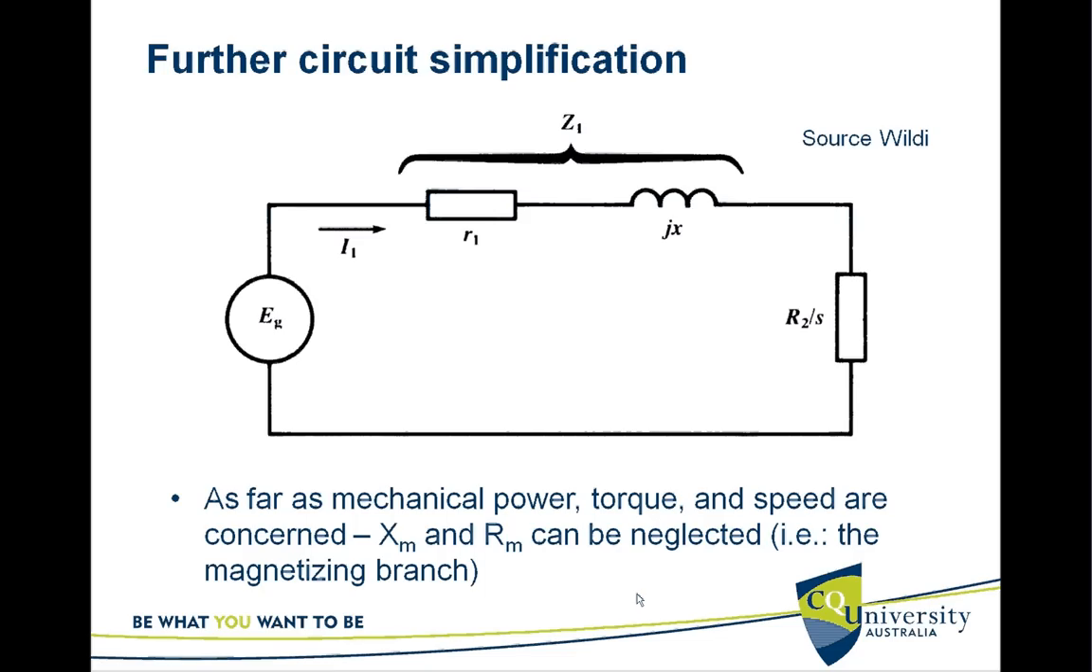And you can further simplify the circuit by eliminating the magnetizing circuit block, particularly when the machine is loaded. As far as mechanical power, torque and speed are concerned, Xm and Rm can be neglected. That is because just like in the case of the transformer, we neglect the magnetizing circuit when the transformer is loaded up to the rated conditions, simply because the current going through the magnetizing circuit is comparatively less than the load current. So we do the same simplification, and then you end up with a simple resistor-inductor RL circuit.